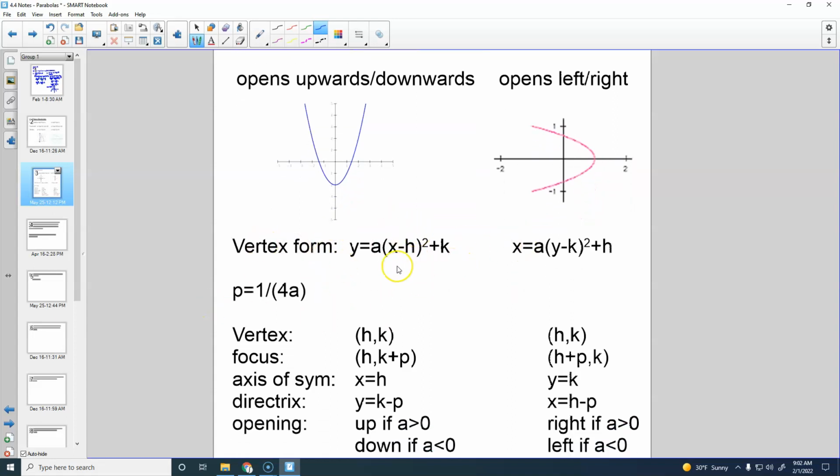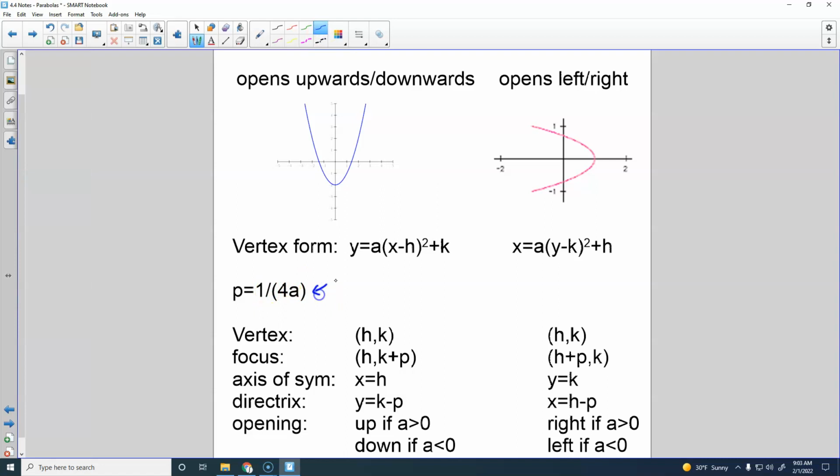With a parabola, there are several different things that we have to know. This p equals 1 over 4a is called your focal length. And it is the distance from your parabola to your focus. The focus for a parabola is going to be somewhere on the inside of the parabola. If it opens left and right, it would be here.